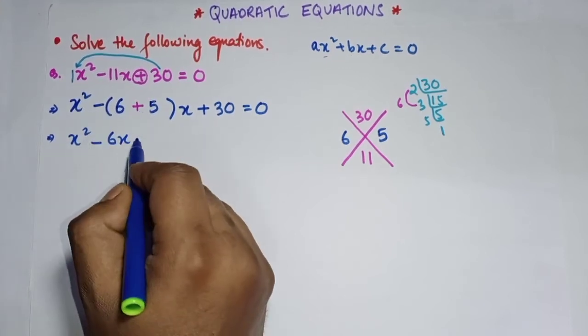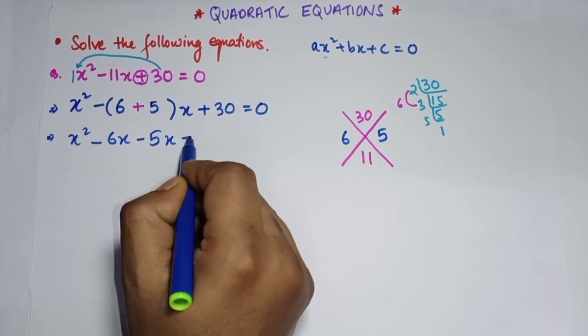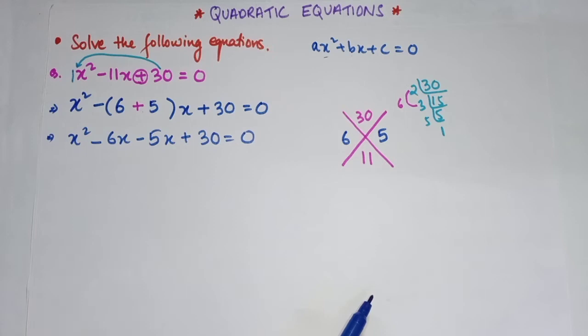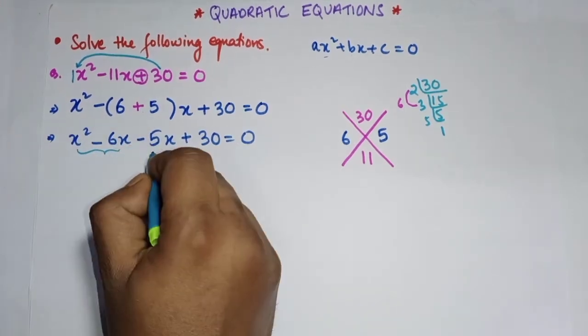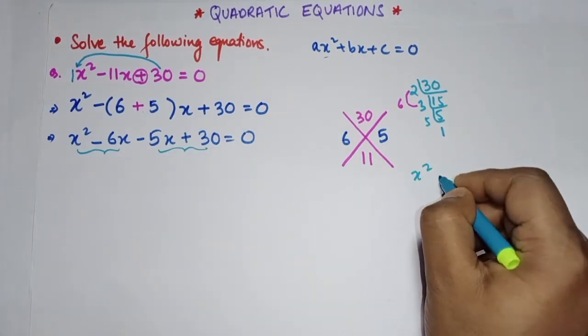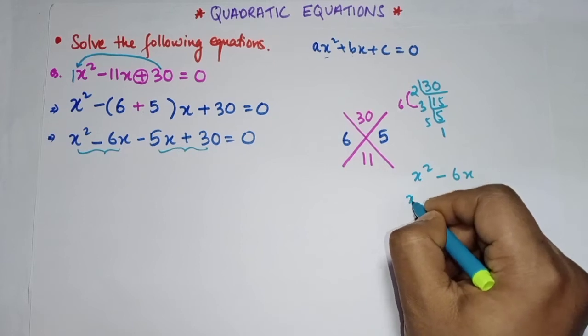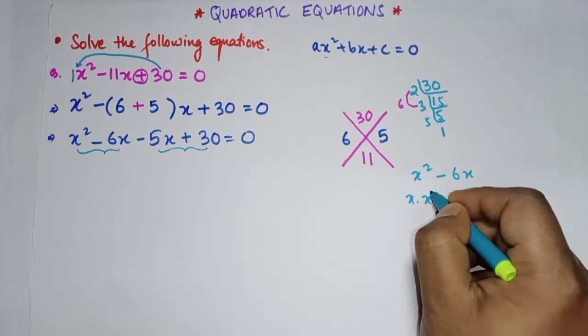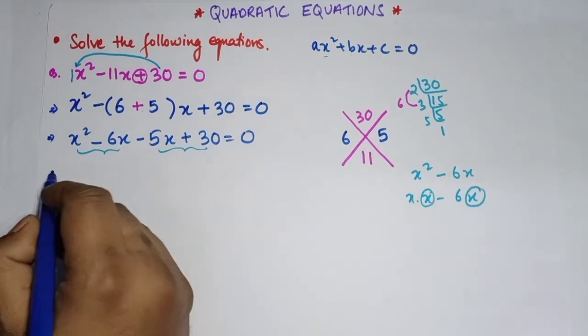6x minus, plus is minus 5x plus 30 equals 0. Now what you have to do is take the common factor from these two and the common factor from these two. If you find it difficult to take common, you can take common x square means x 2 times, minus 6x. So if you see here, x is matching, so I'll take that x outside.